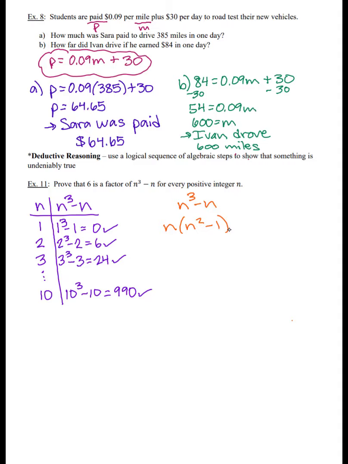Since that's a difference of two squares, we can factor that even further. So we can factor this down into all linear factors. We would have n plus 1 times n minus 1 for that difference of squares.